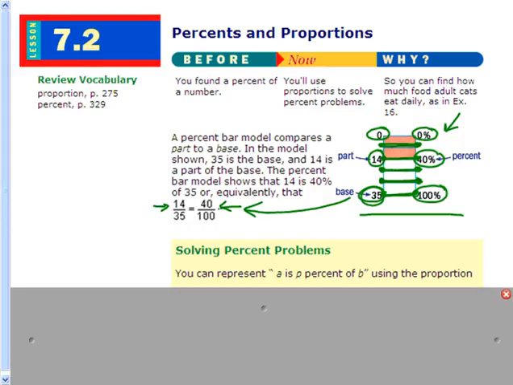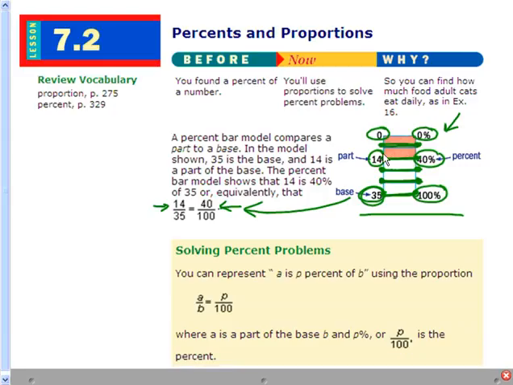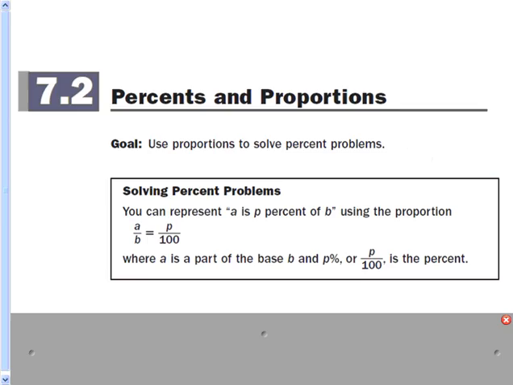The next thing that we would read down here is where they're summarizing it algebraically. It says solving percent problems. You could represent A is P percent of B using the proportion A over B equals P over 100, where A is a part. The top number of any fraction is always the part of the base B. There's the whole. And P percent, any percent can be written as a fraction over 100. P over 100 is the percent. So we are using proportions to represent and solve problems regarding percent.